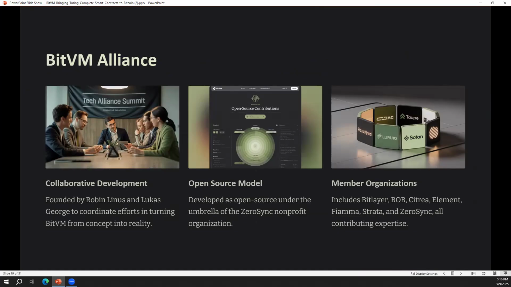So we have the BitVM Alliance here. BitVM was originally invented and proposed by Robin Linus, a Bitcoin researcher and core contributor to the ZeroSync project. Robin published the first BitVM paper around October 2023, outlining the concept and initial protocol. He later collaborated with academics and other developers to refine the idea. This led to a second iteration dubbed BitVM2 in mid 2024 with major improvements.